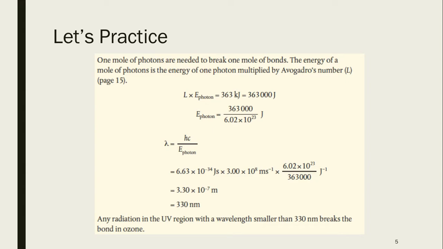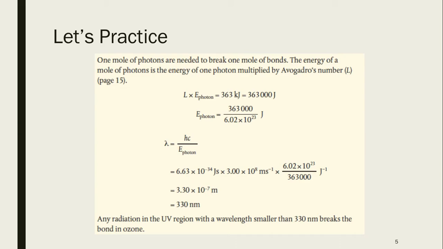Okay, if you remember last year, we did something similar, but in reverse. When trying to find the ionization energy, we had to multiply by Avogadro's number. In this case, we're given the energy, so we're going to go backwards.